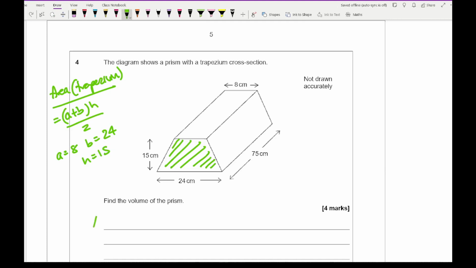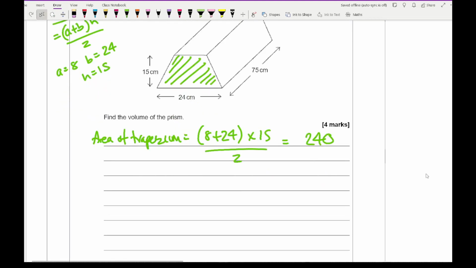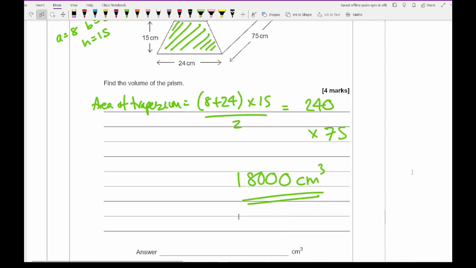So working out the area of the trapezium, it's going to be 8 plus 24 multiplied by 15, all divided by 2. And if I type that into my calculator, I get an answer of 240. Now I then need to multiply that by the length, so times that by 75, and I get an answer of 18,000, and that's going to be in centimetre cubed.